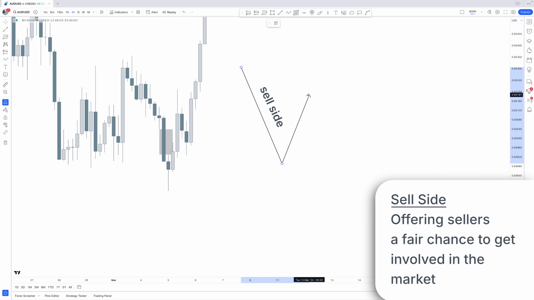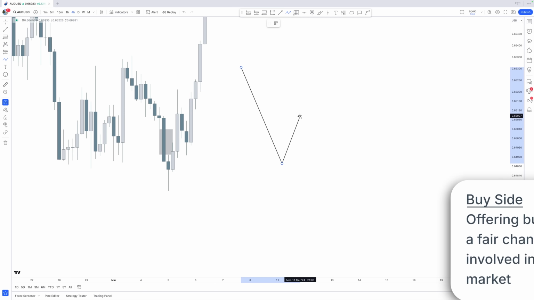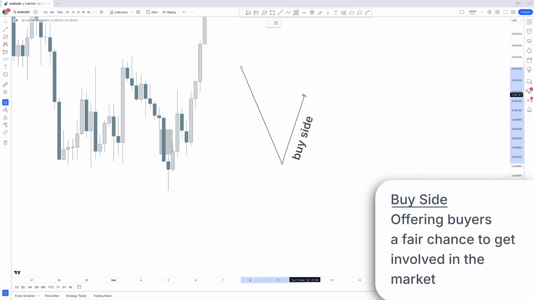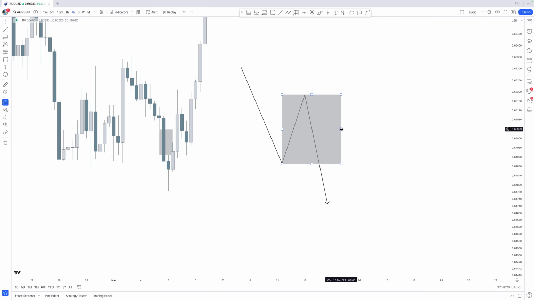Then after, we offer buyers now a fair chance to get involved, because this swing lower, the first swing, we only had sellers getting involved. We only gave a fair chance to sellers. So now we need to offer buyers a fair chance as well. So right here, we offer buyers a fair chance right there as well. Then we move lower again, creating 1, 2, 3, where this area where we now have sellers and buyers overlapping right there. So 2 swings overlapping, that creates a fair value area.